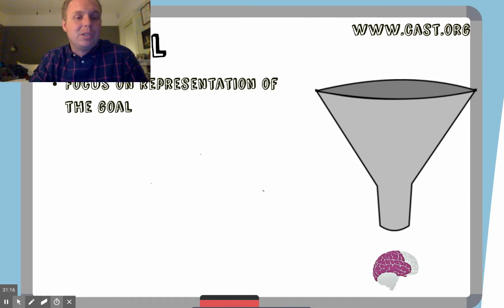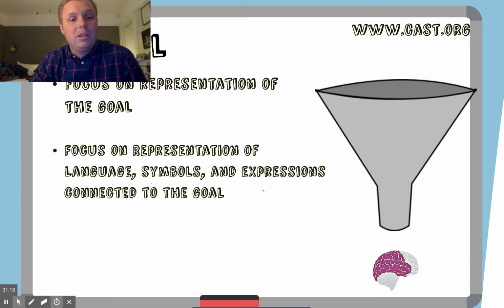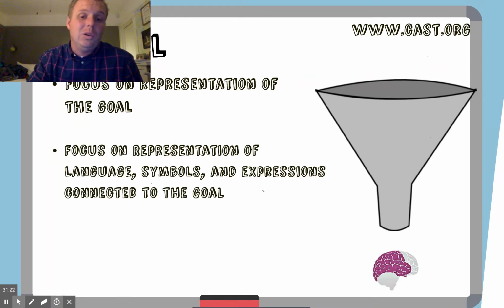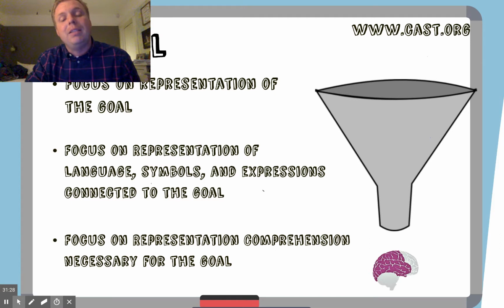So overall, focus on the representation of the goal. Make sure that you're trying to represent that concept in different ways. Think also about the symbols and the language connected to that goal, and make sure that you're representing those symbols, language, and expressions in different ways. And then think about the representation of the comprehension. Are there big ideas that kids need to understand when they are wrestling with this goal?